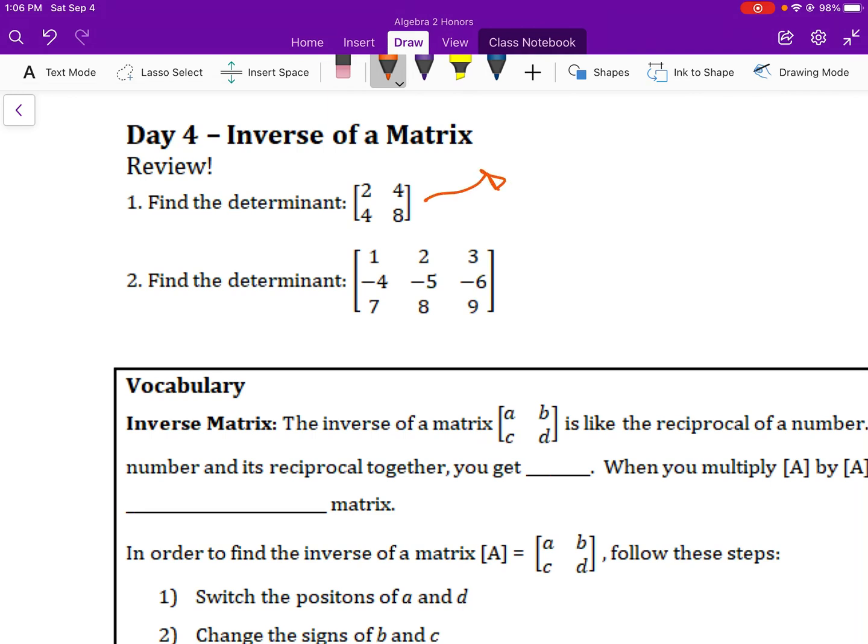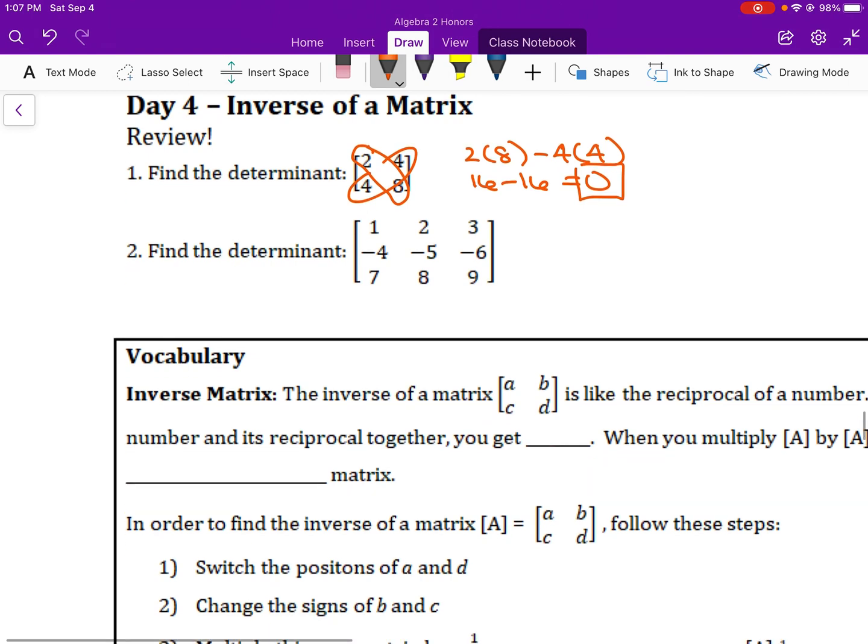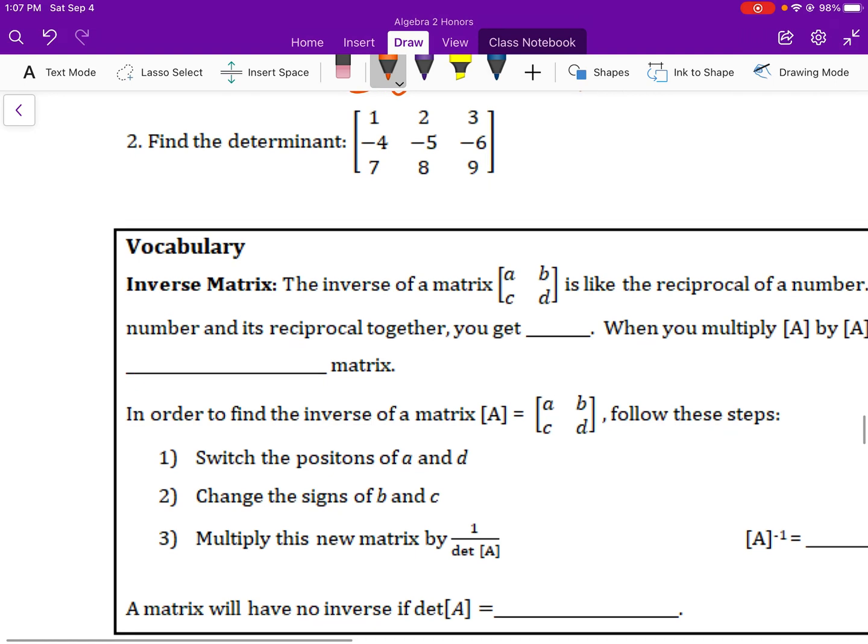So remember last time we talked about finding the determinant of a 2 by 2 matrix. We take the product of the diagonals. So here 2 times 8 minus 4 times 4. So here I have 16 minus 16. So in this case, it is 0. Our determinant was 0. We haven't talked about the implications of that, but ideally it's a non-zero outcome. If it is 0, that has some interpretations, but we'll reserve that for later.